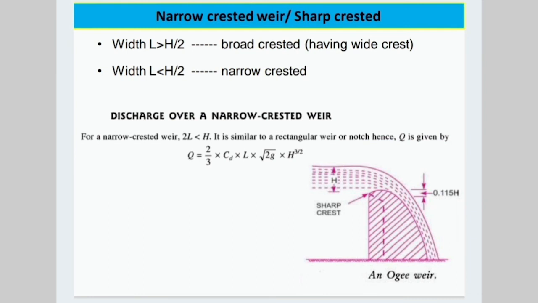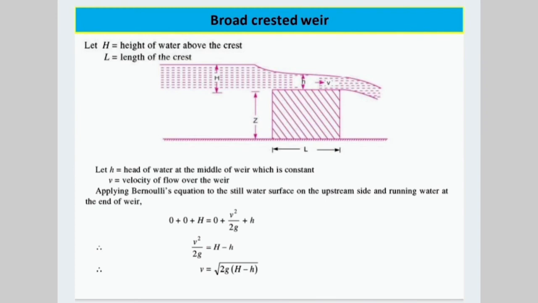Now, narrow crested or sharp crested weir. A weir having a wide crest is known as a broad crested weir. If L is the length and H is the height of water above the crest, 2L greater than H, then the weir is called broad crested, and if 2L is less than H, then the weir is called a narrow crested weir. For a narrow crested weir, the discharge is similar to that of a rectangular weir, and Q is given by Q equal to 2/3 Cd L root 2g into H raised to 3/2.